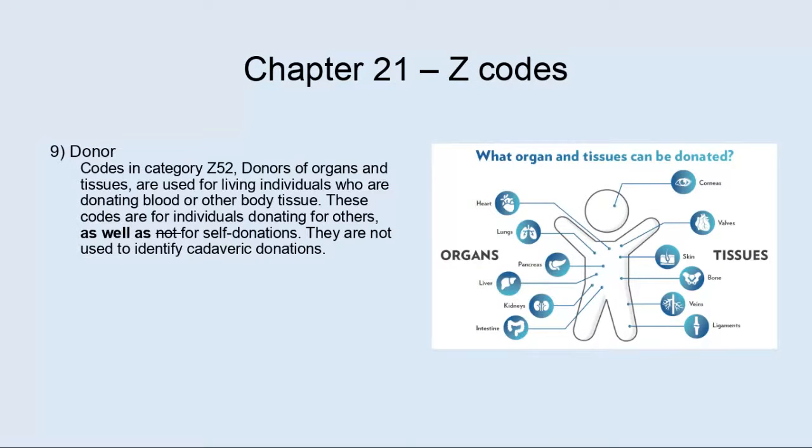Another small but important change was made to guidelines for patients seen for organ donation. The current guidelines state these codes are for individuals donating to others, but not for self-donation. So they added 2 words and deleted 1 and completely changed the meaning of this. The new guidelines state these codes are for individuals donating to others as well as for self-donation. So this is the opposite.